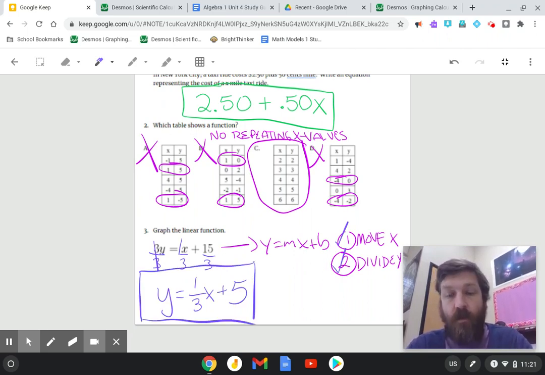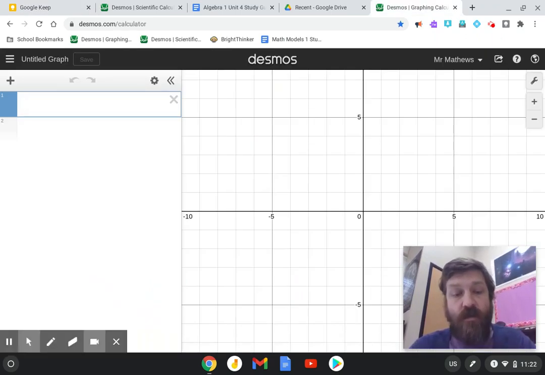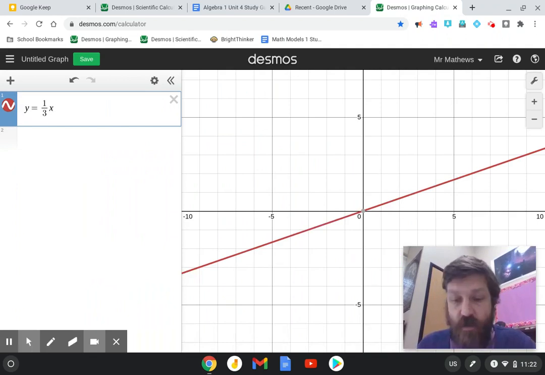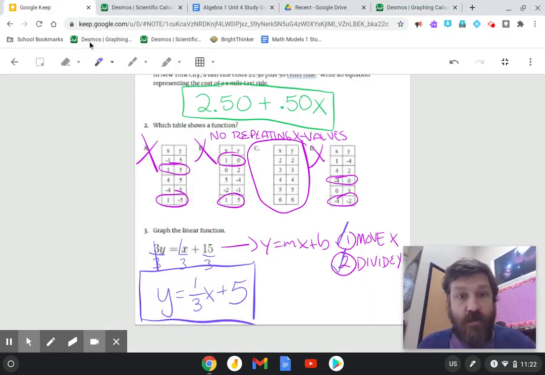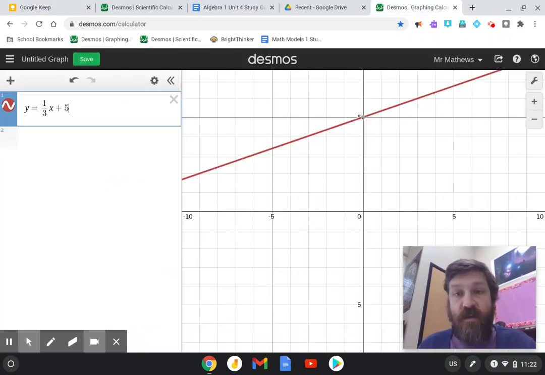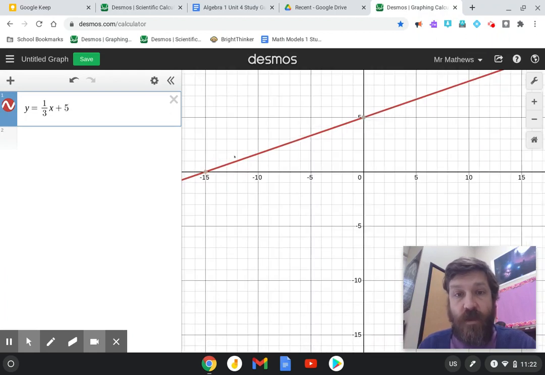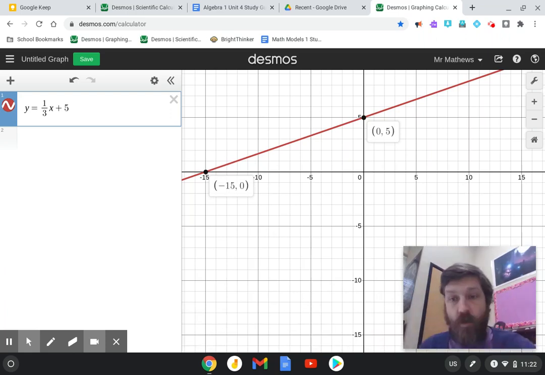Now, in order to find the correct graph, I would recommend opening Desmos, and we're going to type that equation in, 1/3 x plus 5. And make sure I got that typed in right. Yep. And I can see the graph. The things you want to look for are going to be these points where it crosses. You want to make sure the graph has the correct slope.